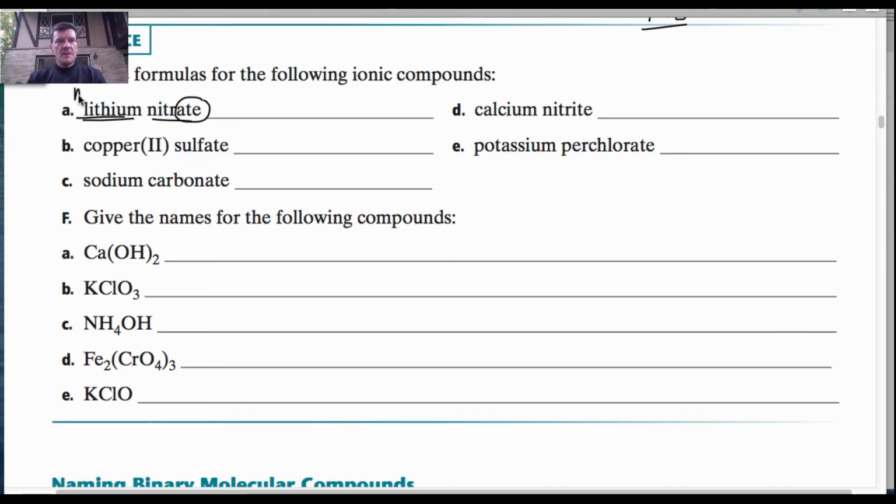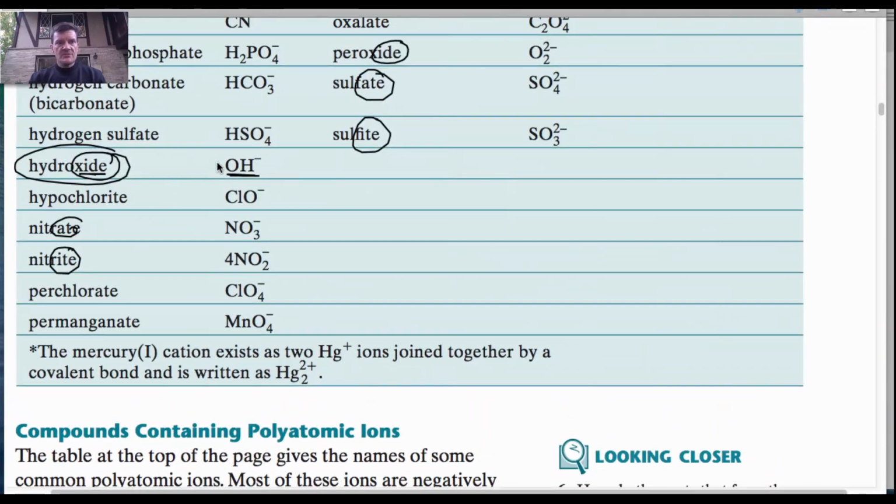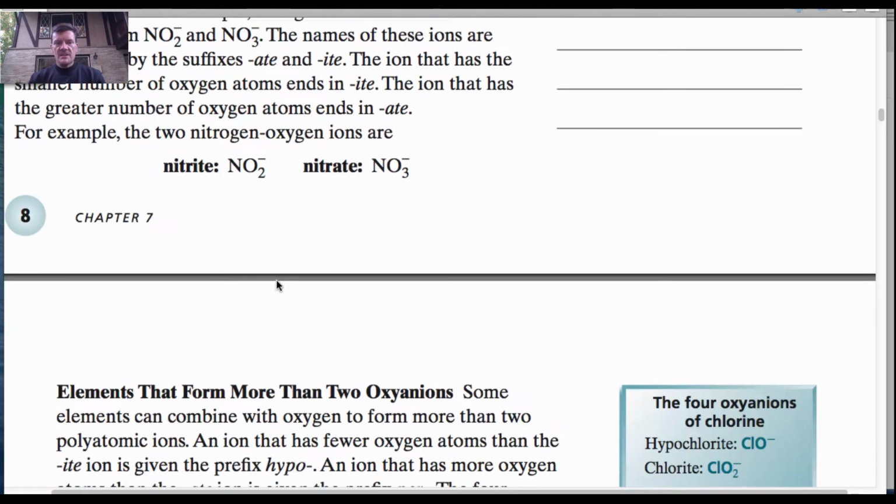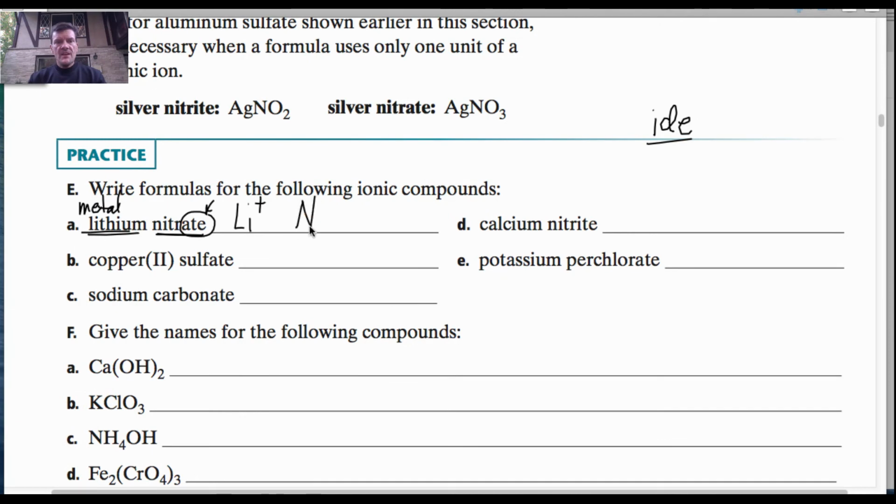Here I have lithium, there's my metal, and nitrate. There's that ate, it's a polyatomic ion. Lithium forms a +1 ion. How do I know that? It's in group 1. Nitrate, okay, I'll just refer to the table up here. There's my nitrate, NO3, and there's the charge, -1. So this has a +1, this has a -1. They have to come together in a 1-to-1 ratio to get a neutral compound. So this is going to form what? Lithium nitrate, LiNO3, just like that. One of the lithium, one of the nitrate, and you're done.